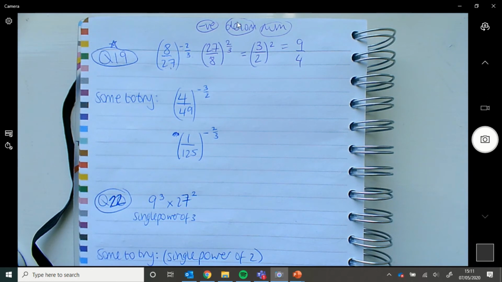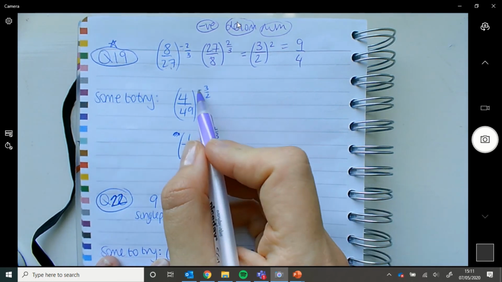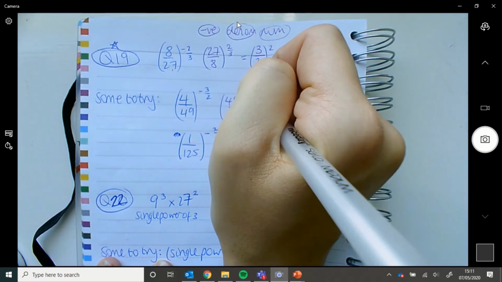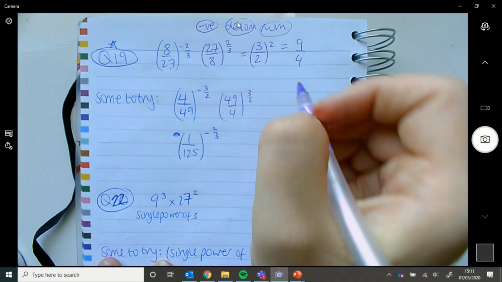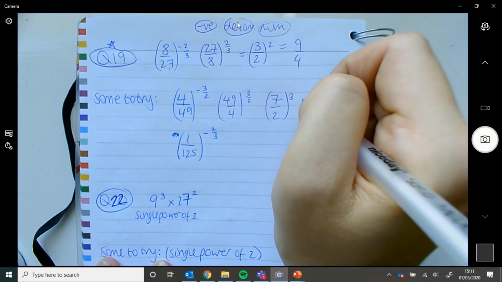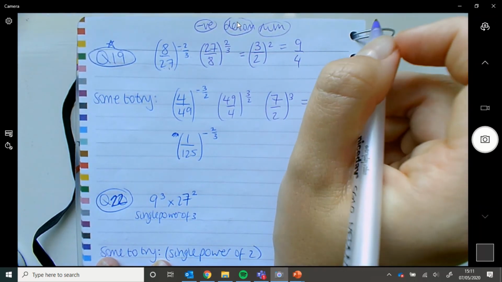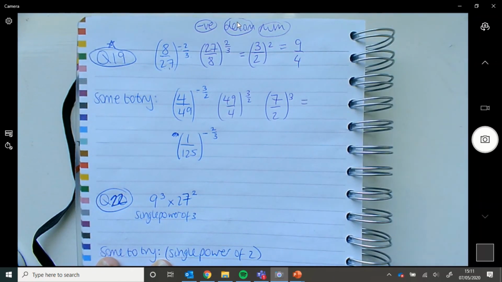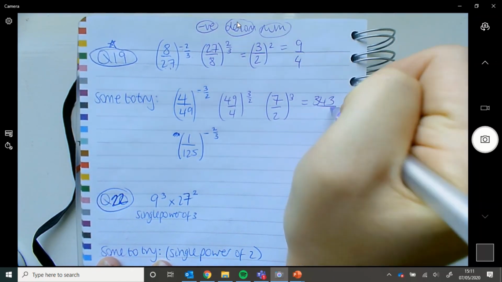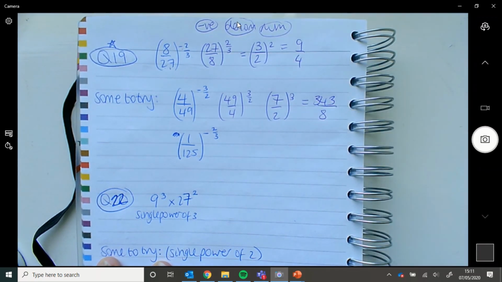Okay, first one. I've got a negative power, which means find the reciprocal, so 49 over 4. Still got a power of 3 over 2. Square root everything, 7 over 2. Still to the power of 3, and then I need to cube everything. 7 cubed is 343, and 2 cubed is 8.